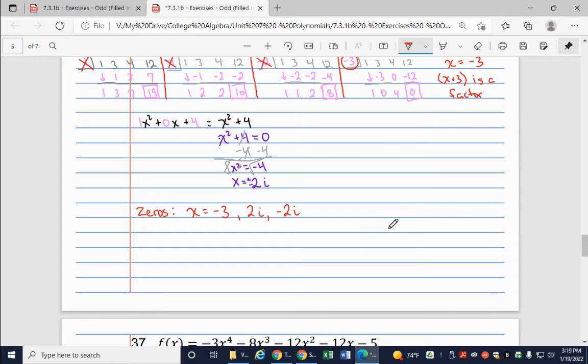To write the factored form, we say f of x equals x minus a negative 3. Minus a negative is a positive. x minus 2i and x minus a negative 2i. Minus a negative becomes positive.